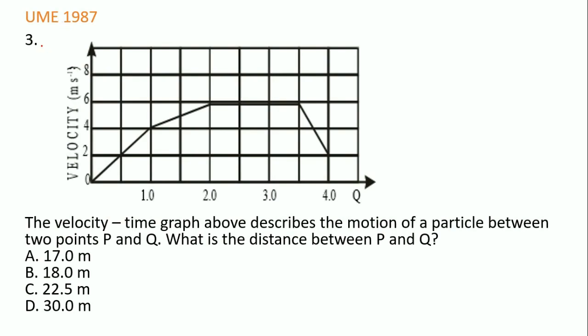UTME 97 question number 3. We have the velocity time graph above describes the motion of a particle between 2 points P and Q. What is the distance between P and Q?